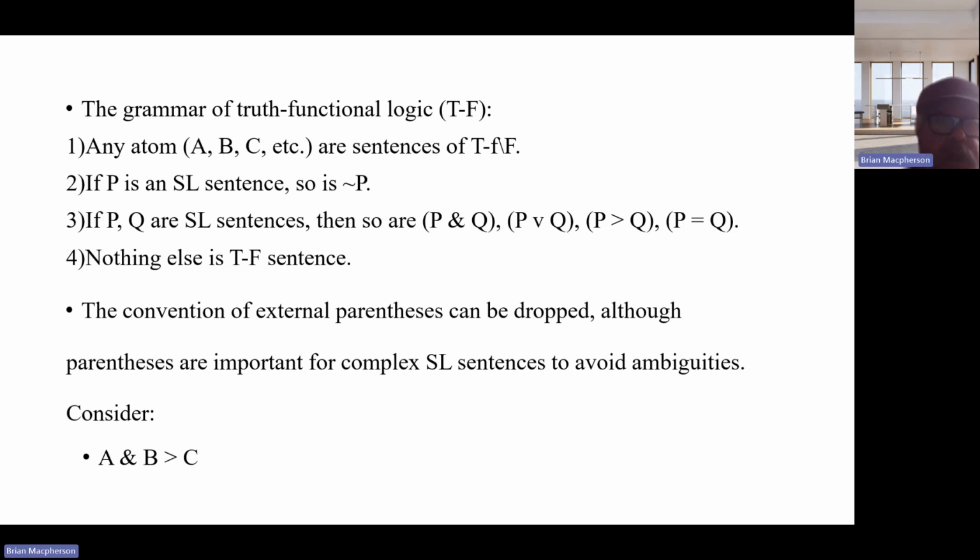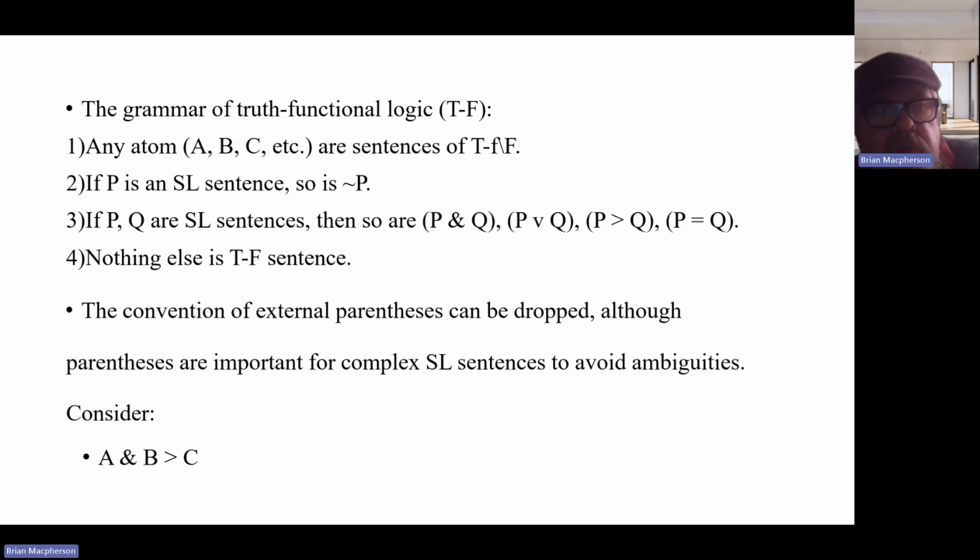All right. Okay. If P is an SL sentence, so is not P. So let's say that I say it is raining. Clause 2 tells me that it is not raining is also a sentence. If P, Q are sentences, then so are P and Q, P or Q, P then Q, P if and only if Q. So the sentence in 2 is unary, and the sentences in 3 are binary. And nothing else is a TF sentence. That just means, make sure that you don't put other strings of symbols as sentences, right?